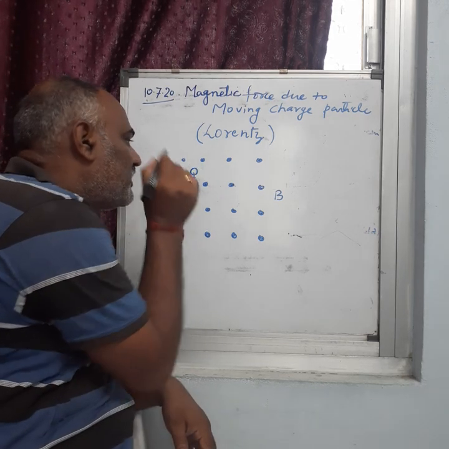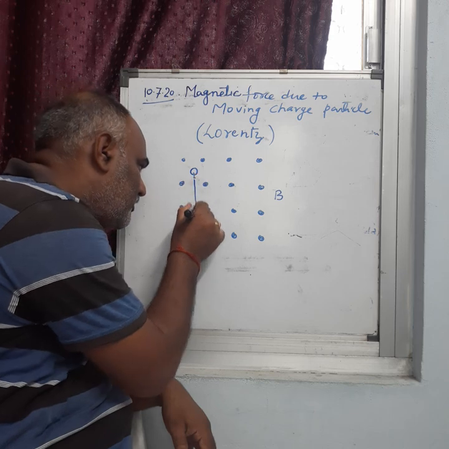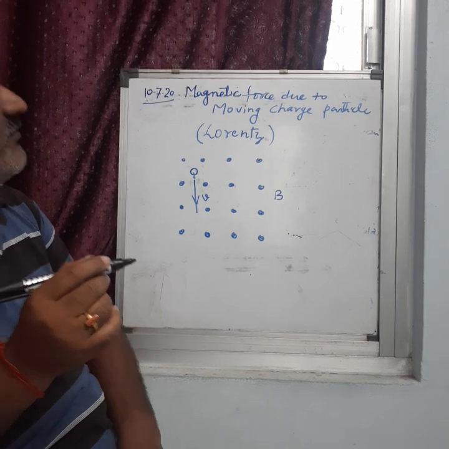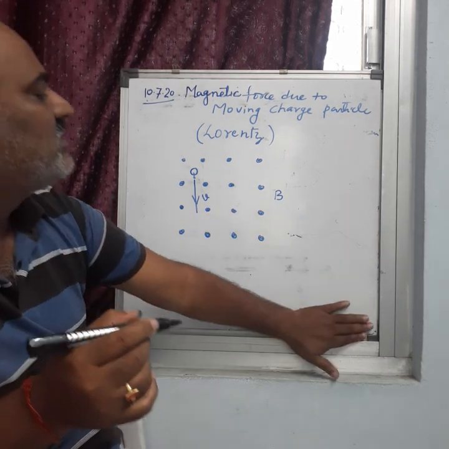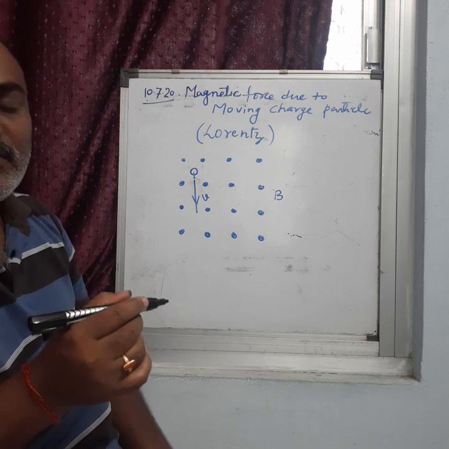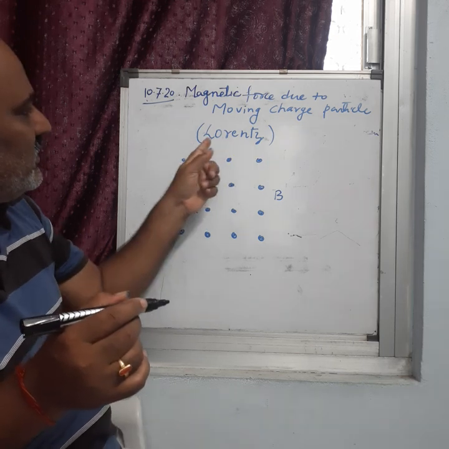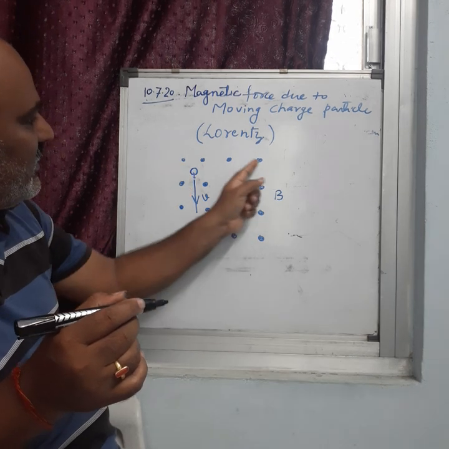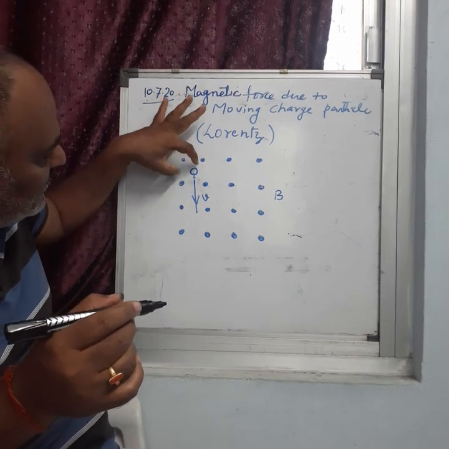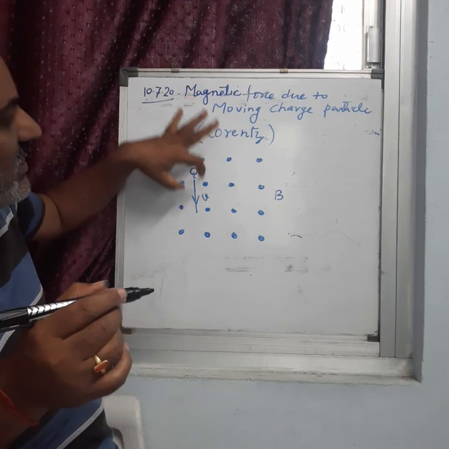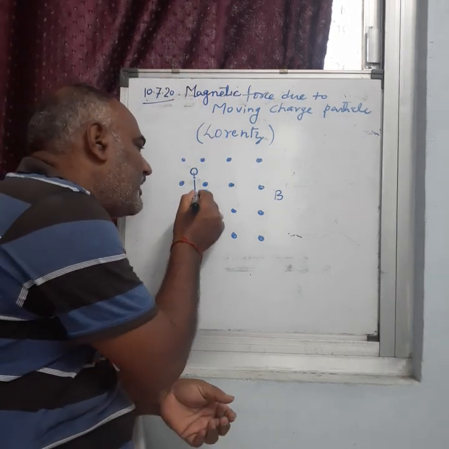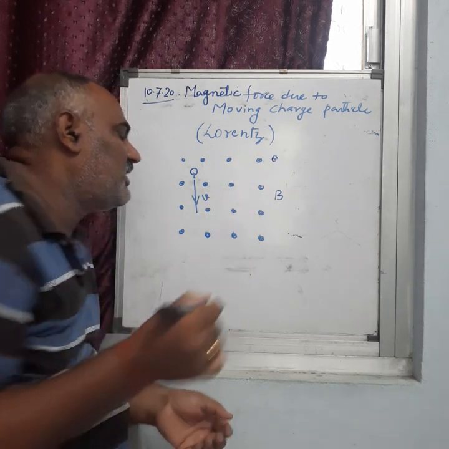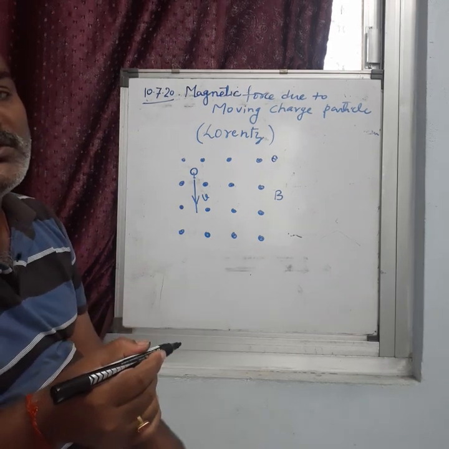See, this is a charged particle Q moving with speed V. Then what will be the force produced on the charge? Lorentz told that when a charged particle Q enters a magnetic field and moves with speed V, and the angle between the magnetic field and the velocity of the charge is theta, then what is the Lorentz force?